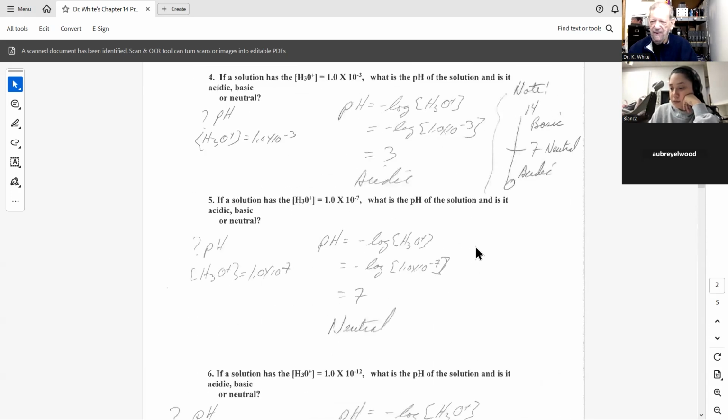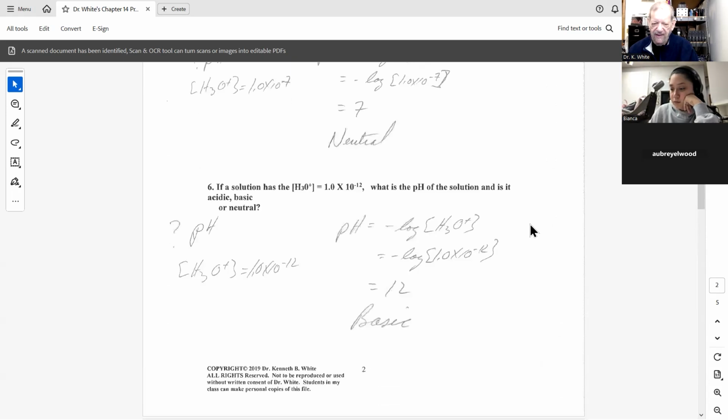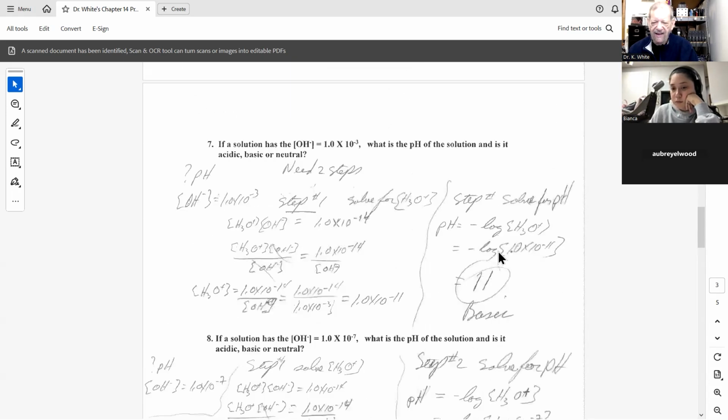Let's go back up here. Below 7 is acidic, 7 is neutral, above 7, which 11 is, it's basic. And therefore, it's basic.